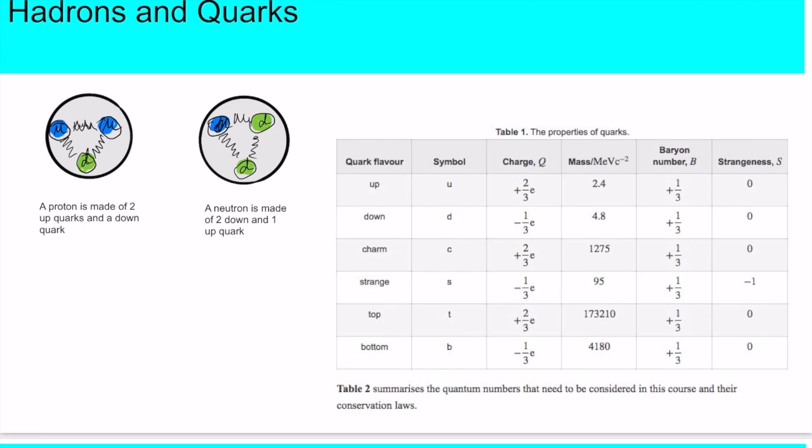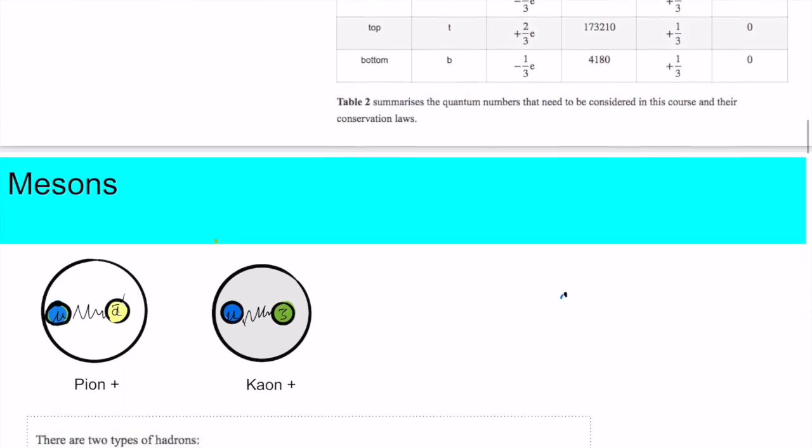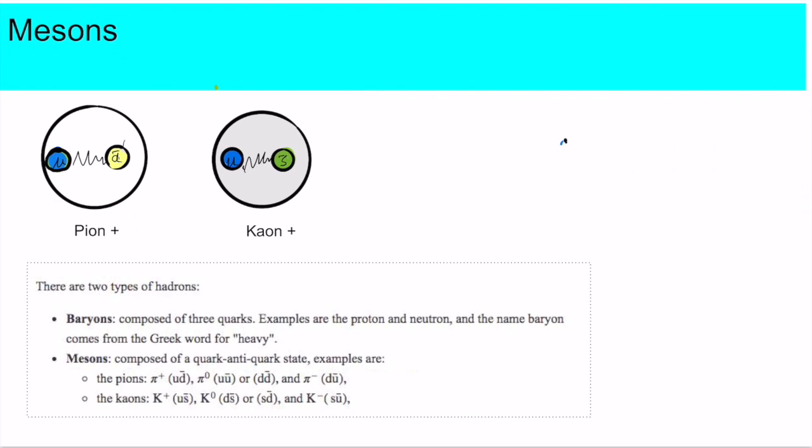Another type of fundamental particle that was detected are the mesons, like, for example, the pion and kaon, right? The mesons are composed of a quark and an antiquark. Like up and anti-down make a pion plus. Up and anti-strange make a kaon plus, right? So mesons are particles that are made of two quarks only.